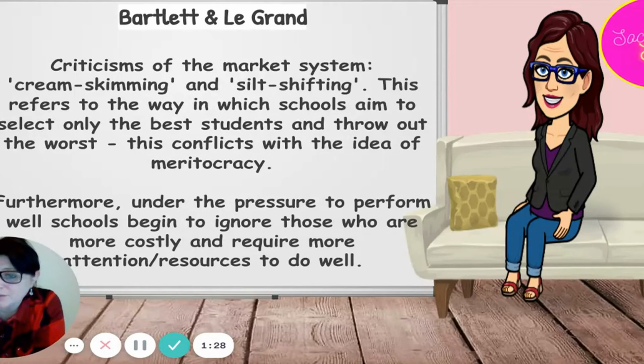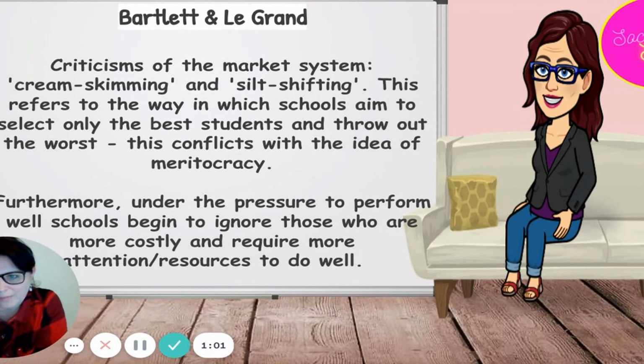And also something else Bartlett and Legrand bring in that really criticises Chubb and Moe is that when schools are under pressure to perform, they start to think about costs, and they're thinking, okay, some students are going to be more costly. They're going to need extra resources. They're going to need a one-to-one teaching assistant. They're going to need extra provision or interventions in order for them to do well. And that's going to cost us money, and then we won't be able to compete.